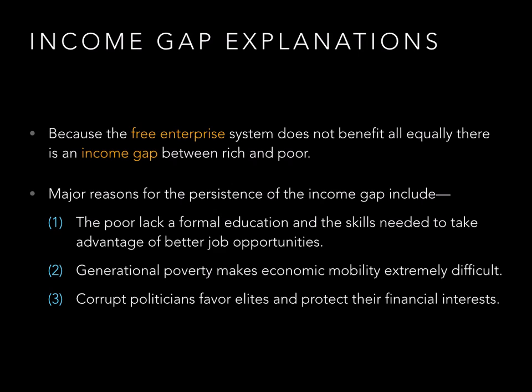2. Generational poverty. This makes economic mobility difficult. If your parents are poor, unfortunately, you often end up poor as well. You don't have that social support network in place that would help you go on to the university and obtain an education and get the skills necessary in our economy today. 3. Corrupt politicians favor the elites and they protect their financial interests. This is government corruption.